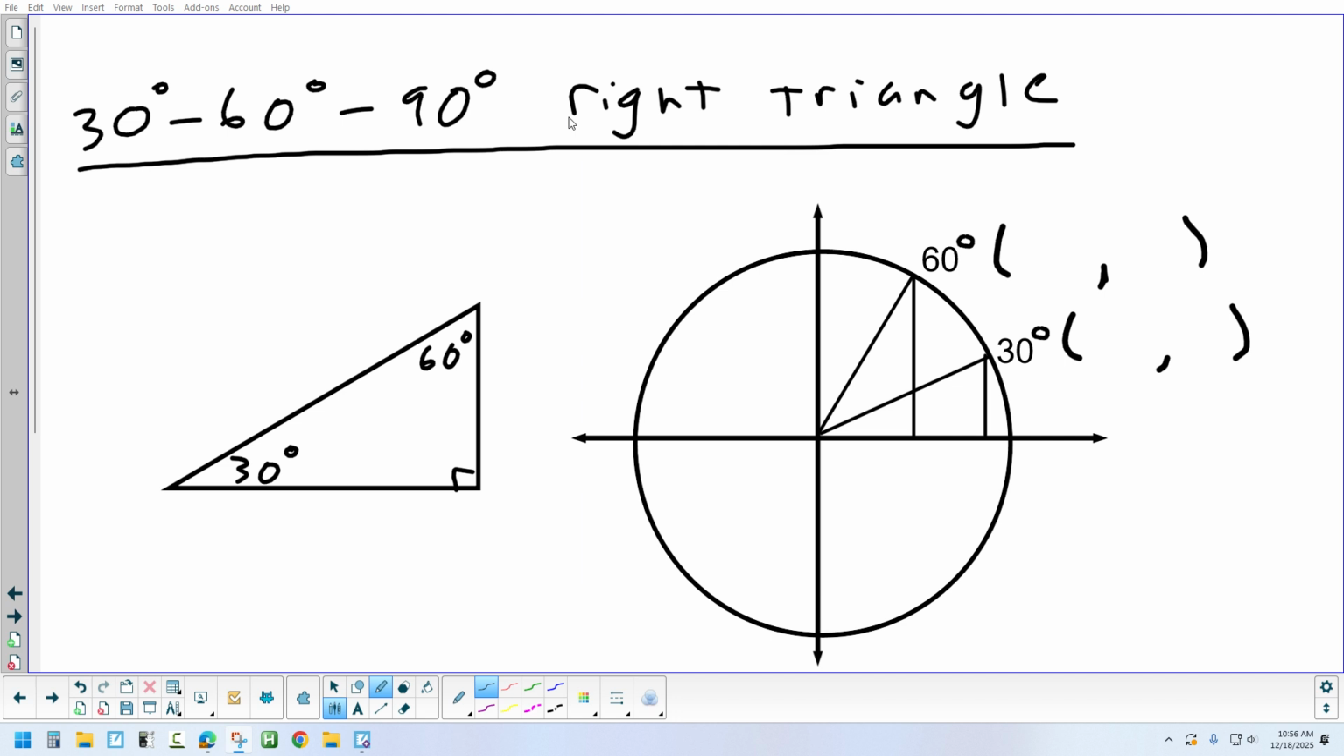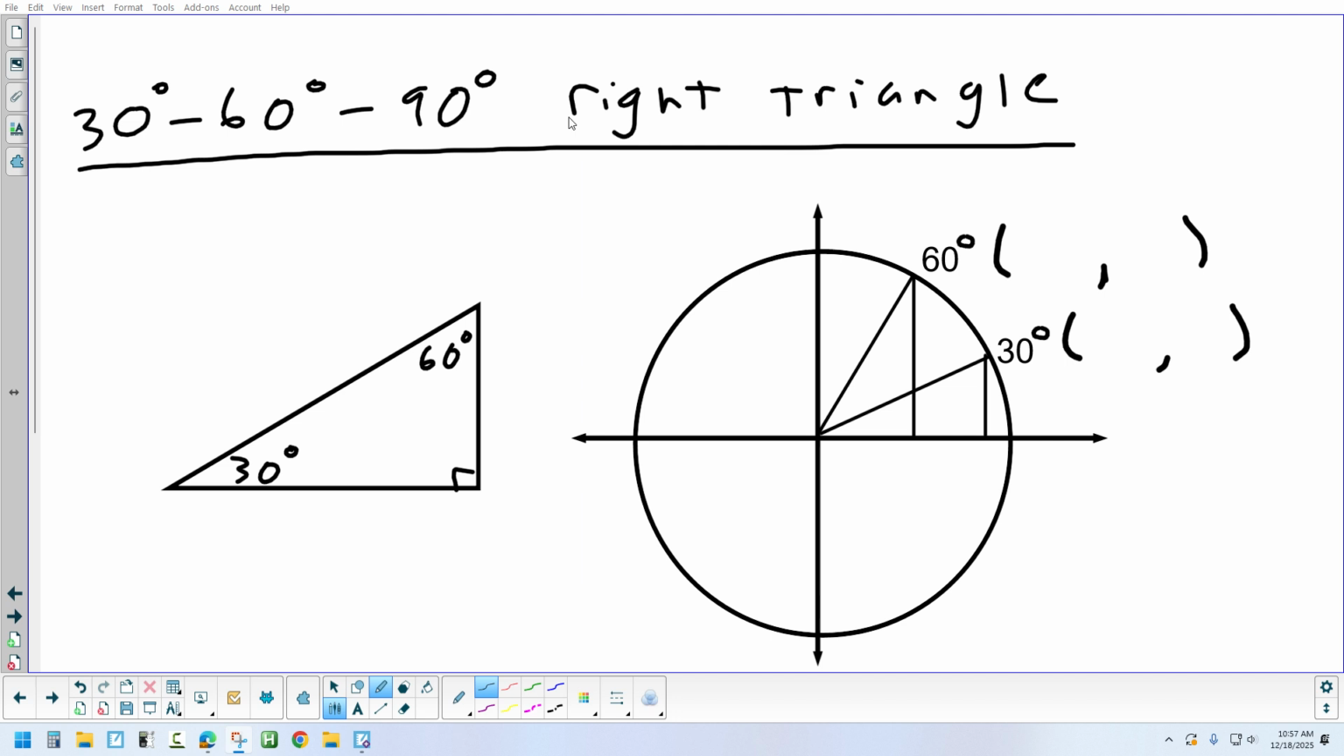Now we're going to look at the coordinates for 30 and 60. And once you know the 30, you automatically know the 60. They go together. Because if you look at the 30 and the 60, they're the same triangle. The only difference is which way it's kind of rotated. Right. So let's see if we can figure out the 30. Okay, let's do that one.